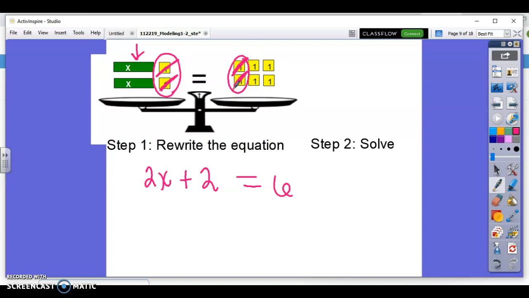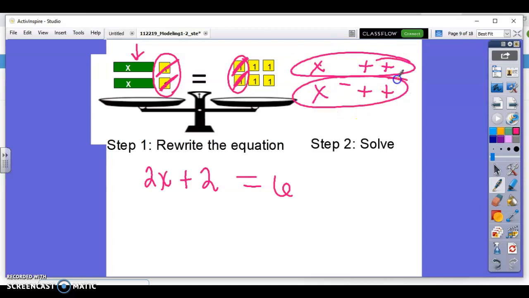So now I have 2 x's and I have 4 positives. So that means I have to take these 4 positives and break them up into 2 equal groups. So each x gets 2 positives. So 1x is equal to +2. So this is your answer.